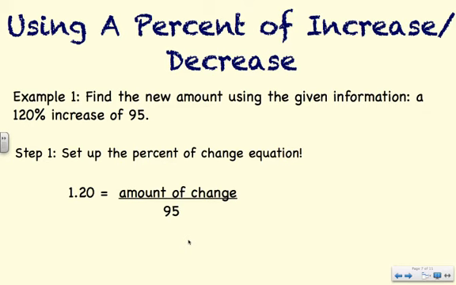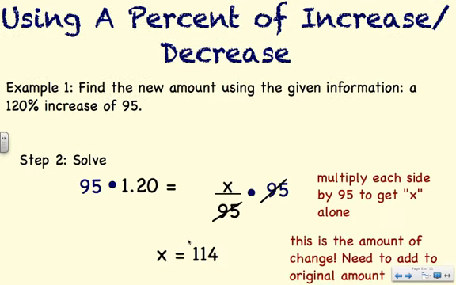Step 2. In this step, again, we just solve. My original problem was 1.20 equals x over 95. Well, I want to get x alone, remember? So in order to get x alone, I need to get rid of the denominator of 95. So I multiply each side by 95. They cancel on the side of the x, leaving me with 1x. And then 95 times 1.20 gives me 114.